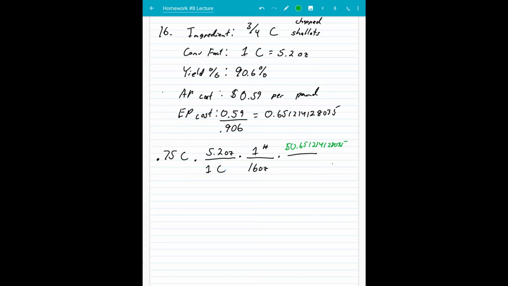141.28035 dollars over 1 pound. Convert it to that because we need to use this one next. Go ahead and multiply everything out. Multiply the top numbers, 0.75 times 5.2 times 0.651214128035.